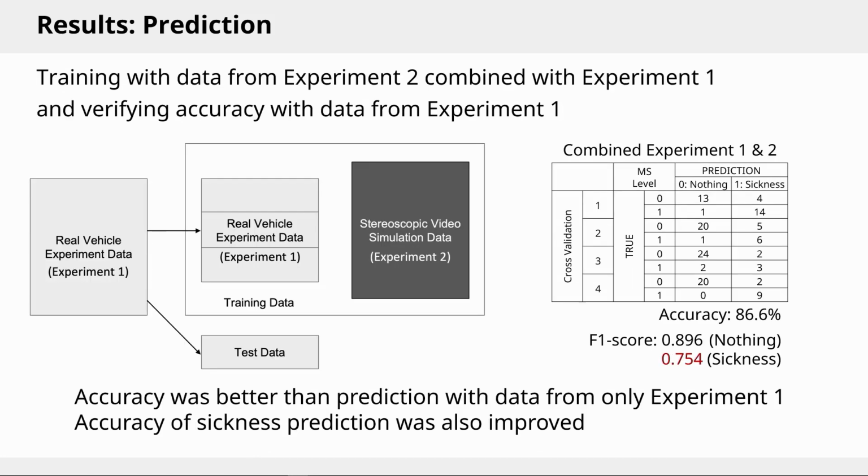To validate the effect of augmentation of the training data from experiment 2, we trained by combining the data of experiment 2 with the data of experiment 1, and verified the accuracy with the data of experiment 1, similarly to the 4-fold cross-validation on the left image. The accuracy is better than the prediction with data from only experiment 1. The F1 score of sickness is also better. That means sickness prediction accuracy also improved.